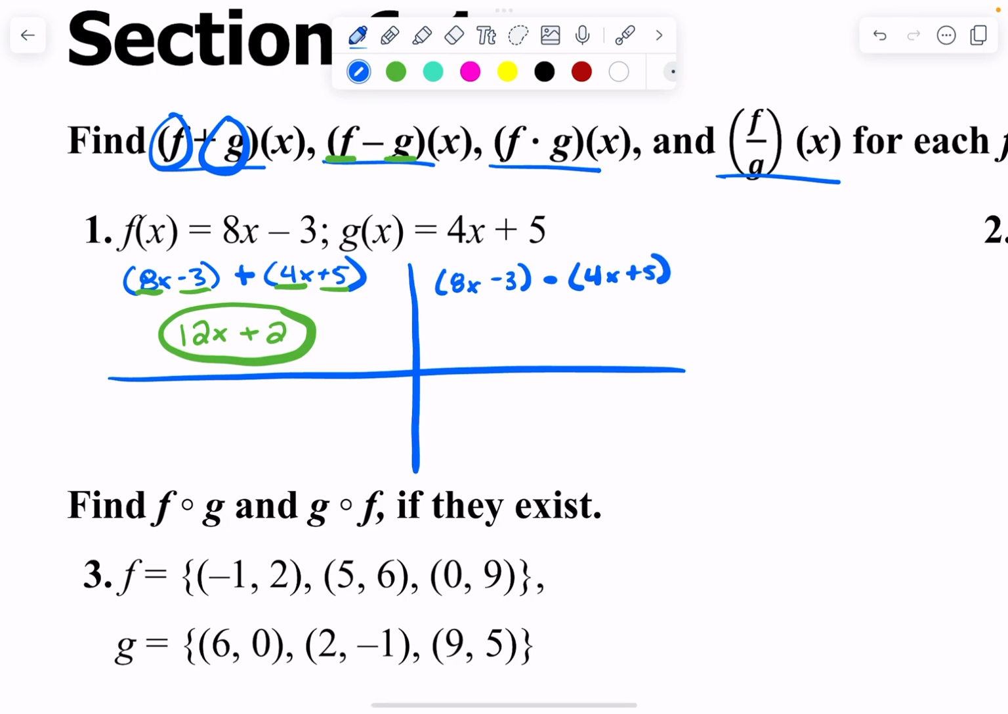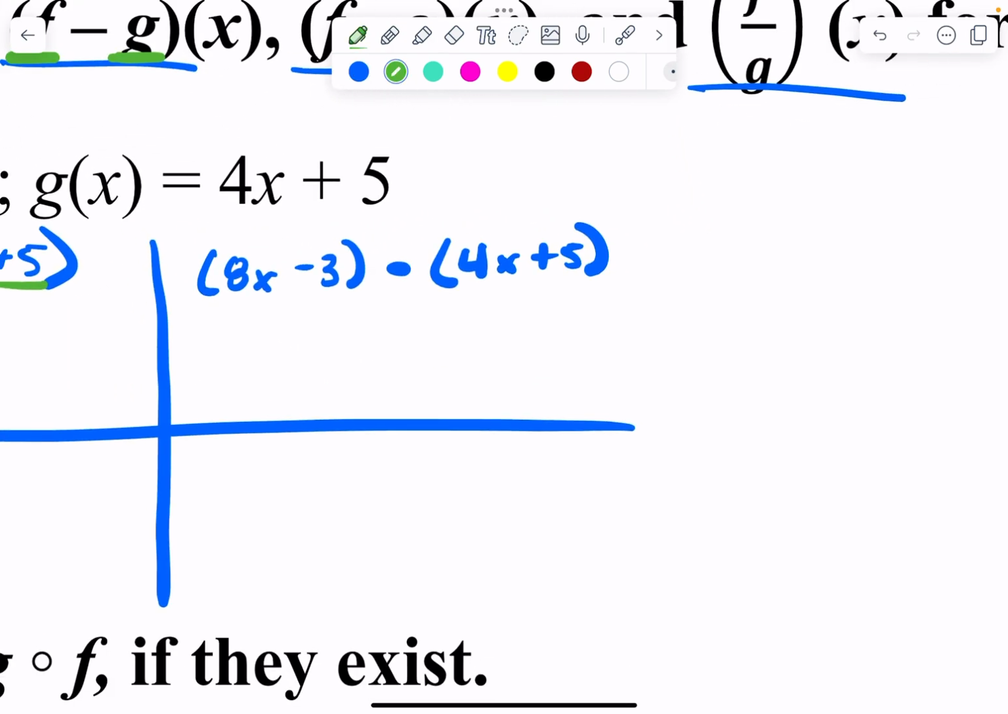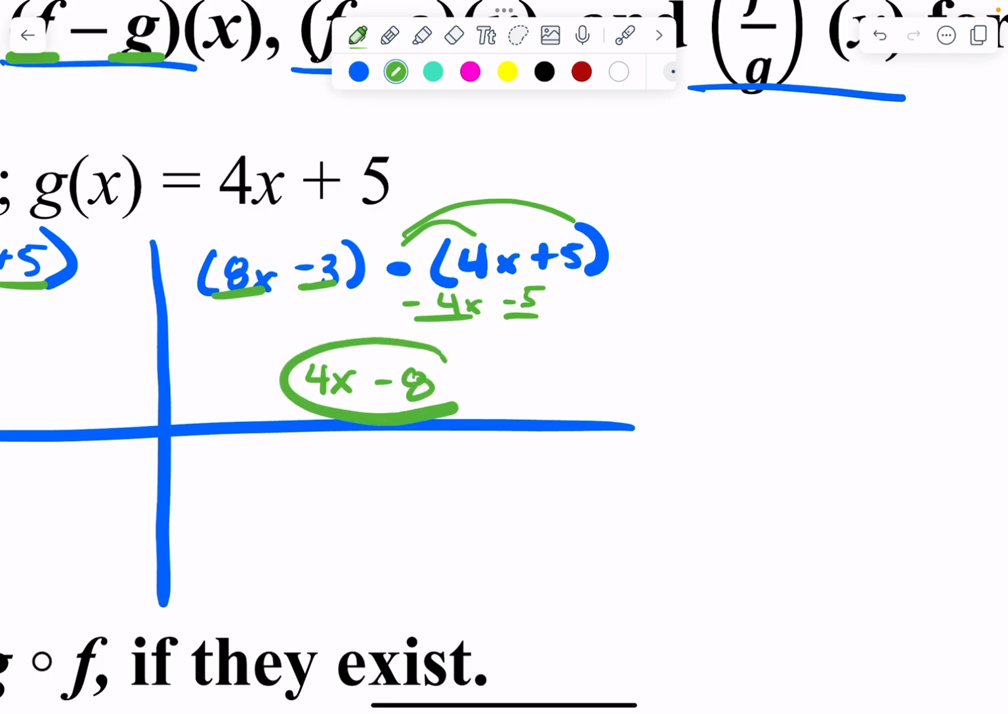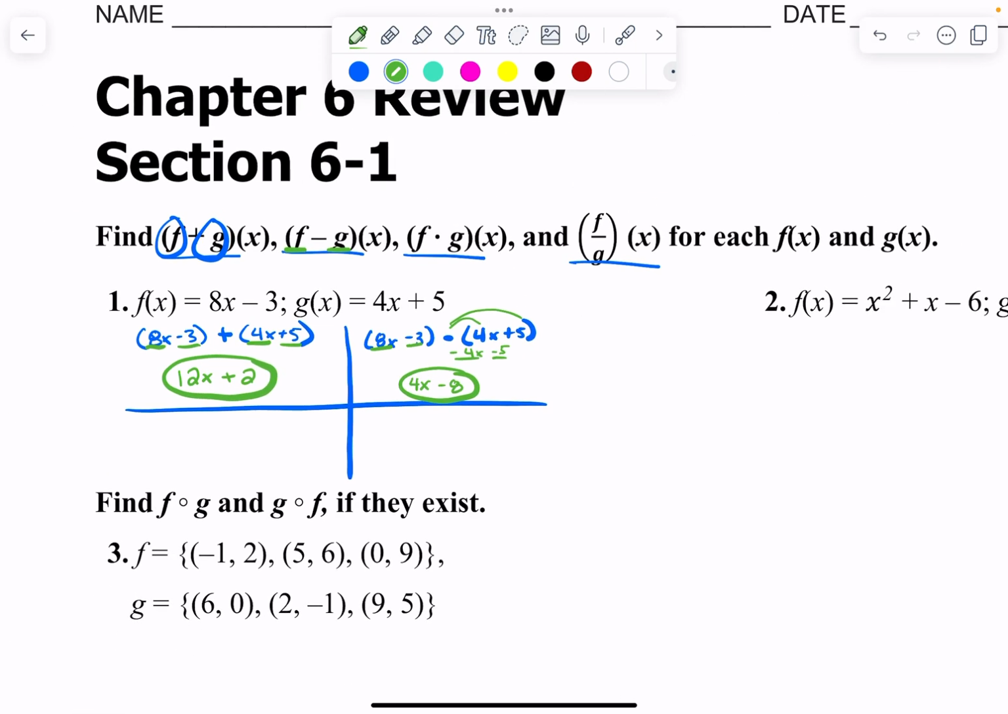Okay, now, I always say caution when you're subtracting because this negative needs to get distributed. So minus 4x minus 5, and then you combine like terms. So 8x minus 4x is 4x. Negative 3 minus 5 is negative 8, and that's what my subtraction is. So this is addition, this is subtraction. Now let's do multiply, and then we'll divide. Okay? All right, so multiply.